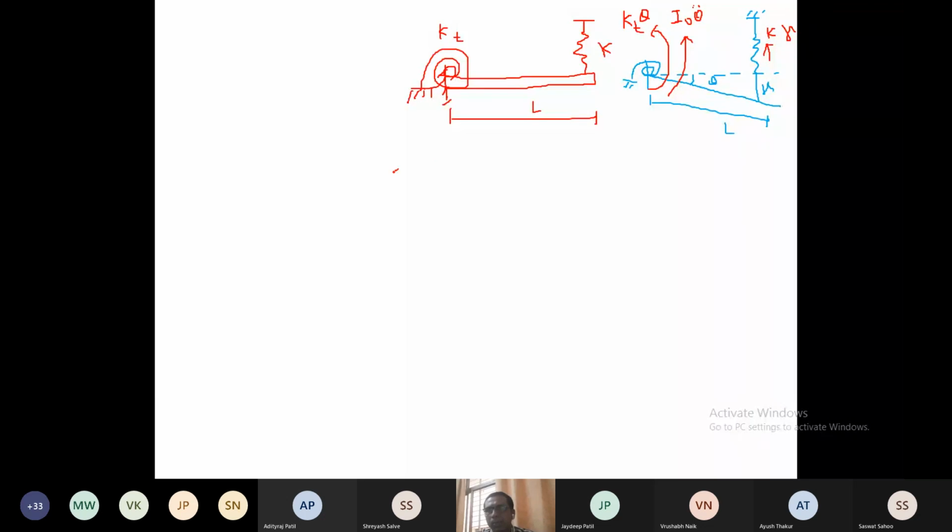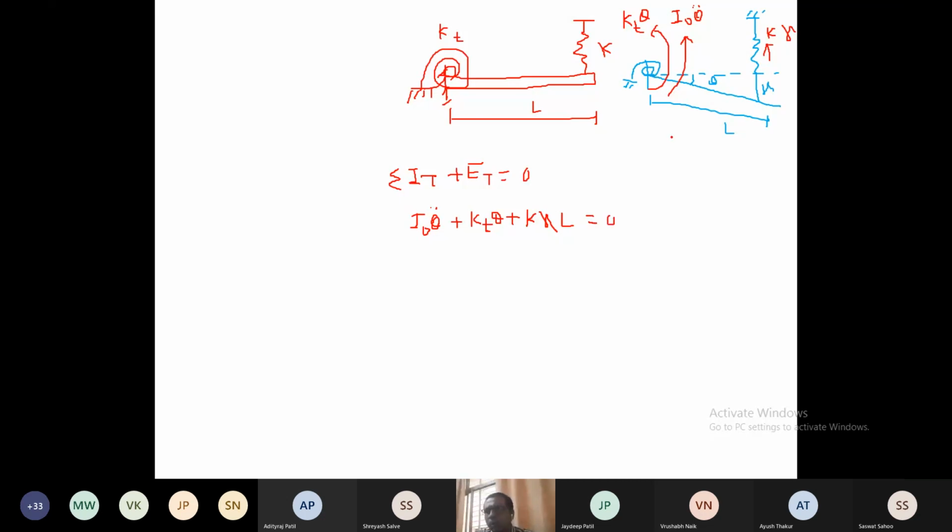Now, according to the equilibrium method, you have to write down the equation. What is the equation? Inertia torque plus external torque is equal to 0. Now, inertia torque is your I O theta double dot plus restoring torque is your kt theta plus torque due to the spring force kx. We find it as force into distance, kx into L, where L is the distance, is equal to 0.